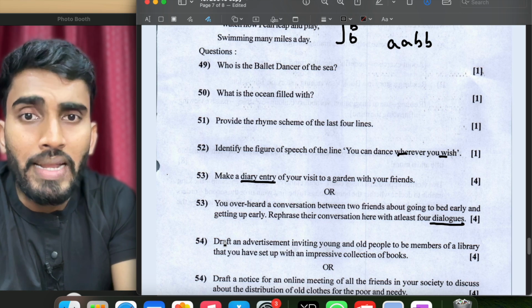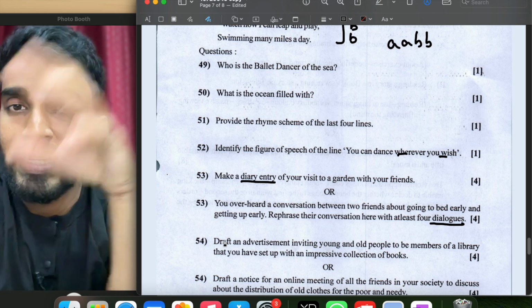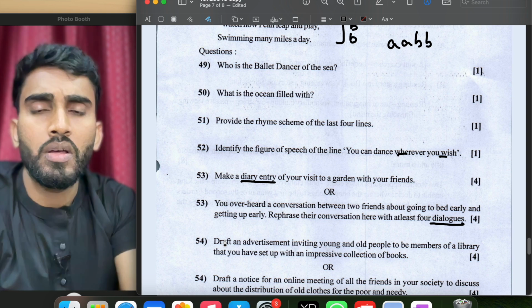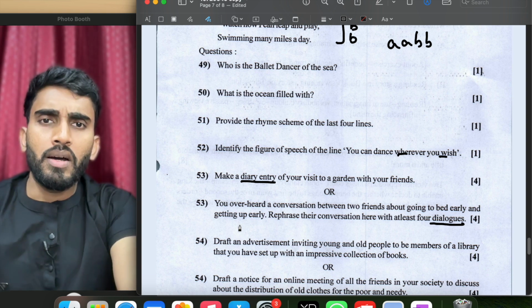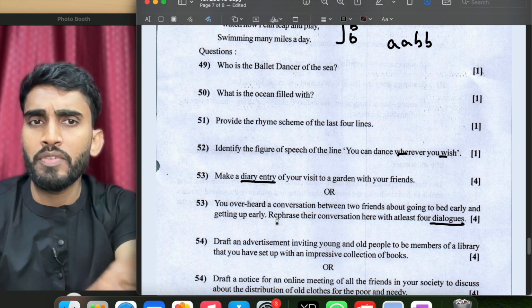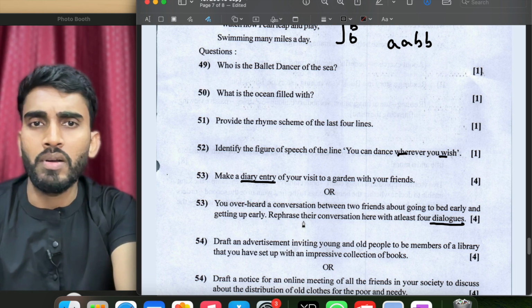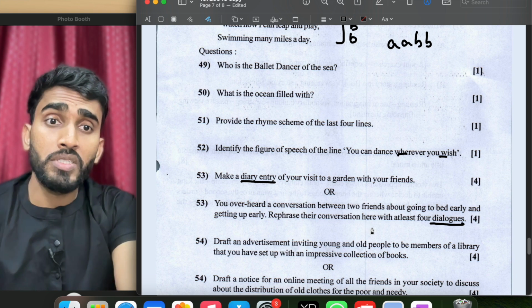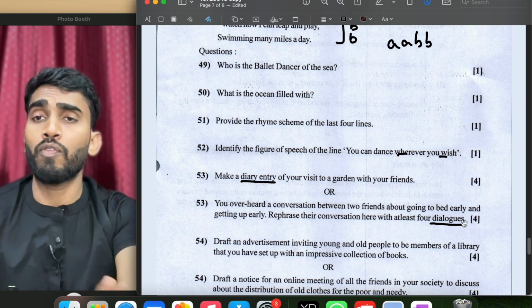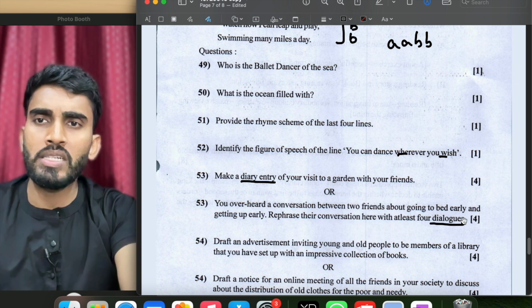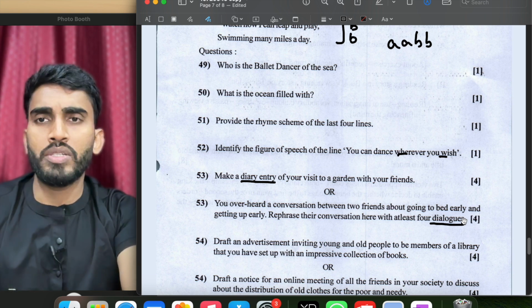Dialogue, right? You have the option of writing diary or dialogue. So dialogue also is very easy. You overheard a conversation between two friends about going to bed early and getting up early. Rephrase their conversation here with at least four dialogues from one side. That means a total of eight dialogues it will make.